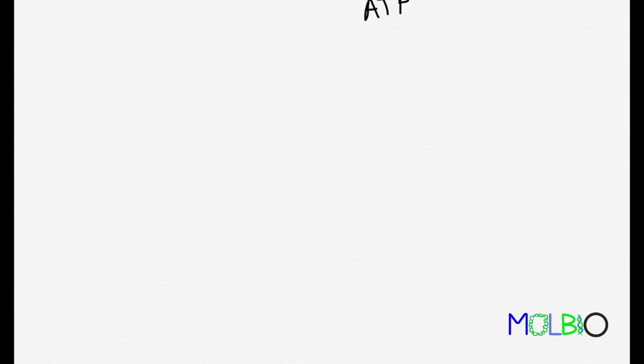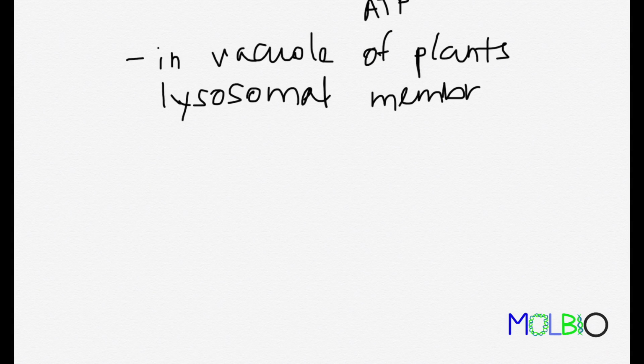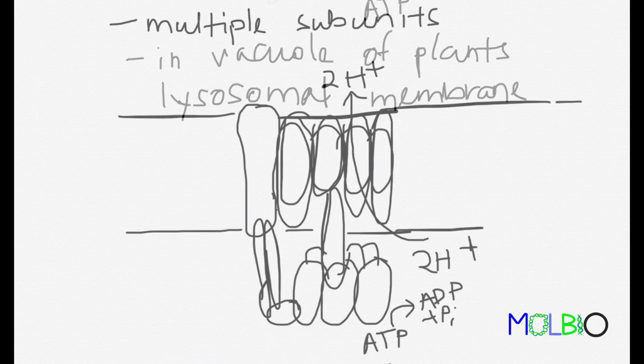Think about a lysosome which needs a very low pH inside it, or any other vacuole which needs a high concentration of H plus inside it. In such cases, to maintain that low pH, this kind of pump is required, for example in plant vacuoles or lysosomal membranes, so that they will keep pumping protons inside.